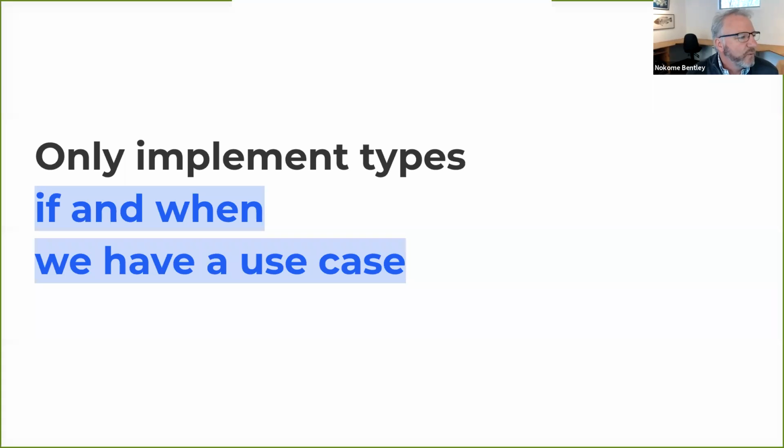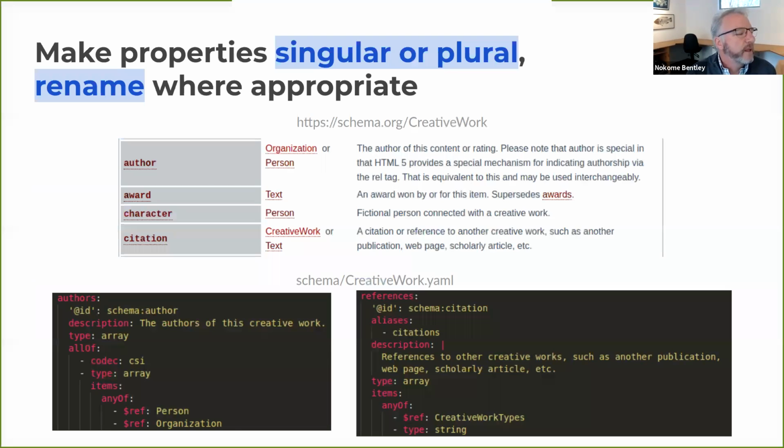We only implement the types if and when we have a use case. So we're not going to schema.org and saying we're going to implement all these types. We're only implementing the ones that we have a use case for right now. And we also are somewhat opinionated in our interpretation of schema.org. So we wanted to create something that was useful for developers who are working on executable documents. So in some places we are opinionated about what the shape of a document should look like.